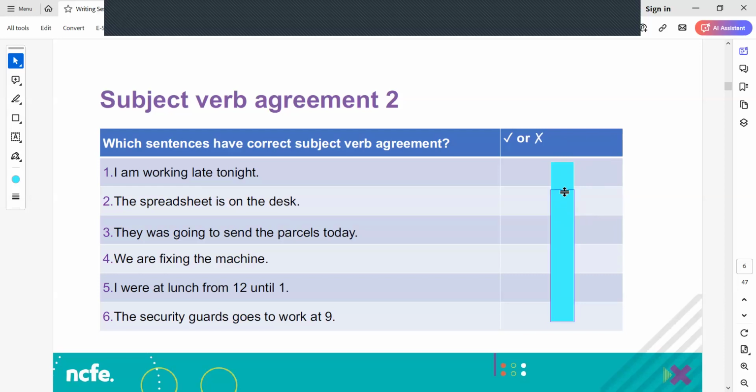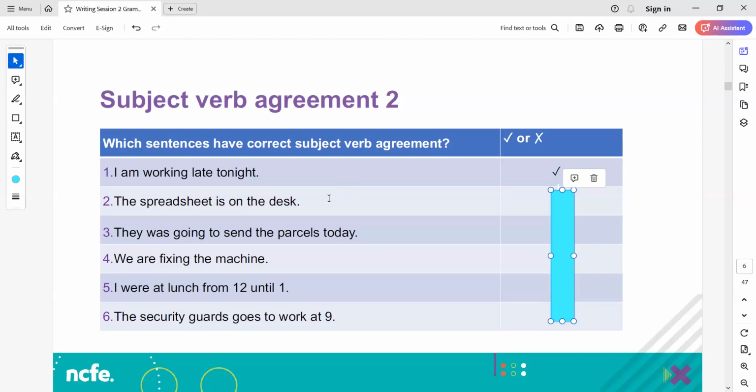The spreadsheet is on the desk. Correct, yeah. So what's the subject in that sentence? Spreadsheet. Good. And the verb? Desk. No, so the verb in that sentence is is. The verb to be. So the spreadsheet is on the desk. Okay. So desk is a noun.